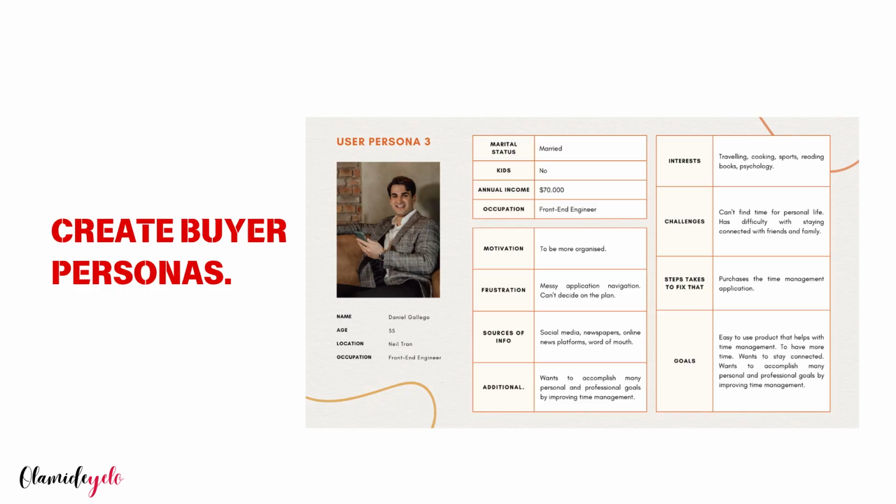So now that you have analyzed who your customers are, number one, and you know who your competitors are, what is the next step? Step number three, you need to create a buyer persona. This is actually my favorite part of the process of identifying who your target audience are.